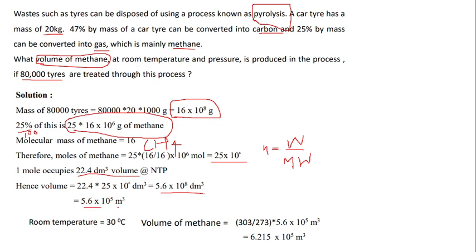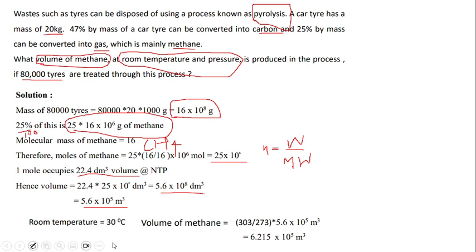So that 10 power 3 will be removed. 1 dm cube is equal to 1000 meter cube, so 1000 will be removed. So here 5.6 into 10 power 5 meter cube of methane is produced at the standard temperature and volume. Now the question is to find the volume of methane at the room temperature and pressure.